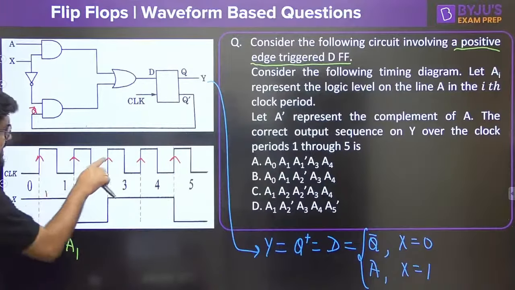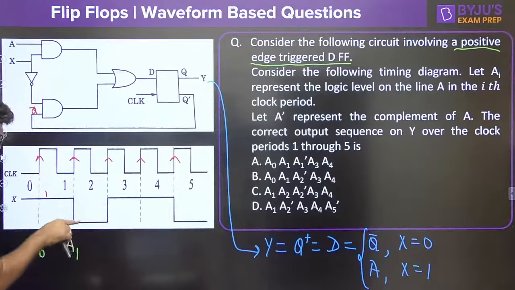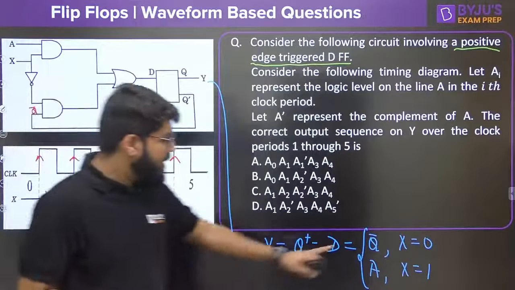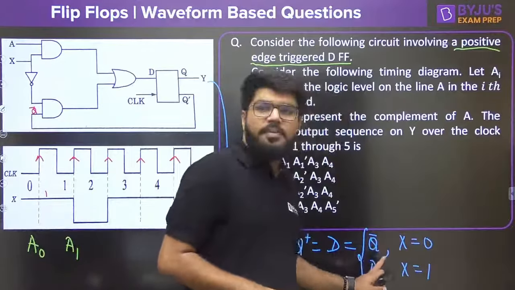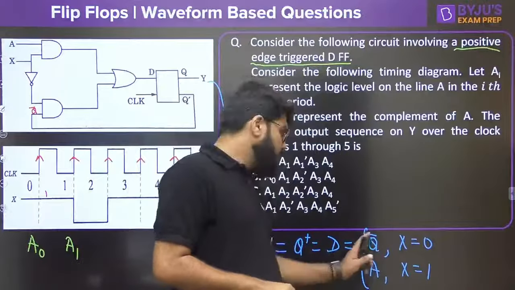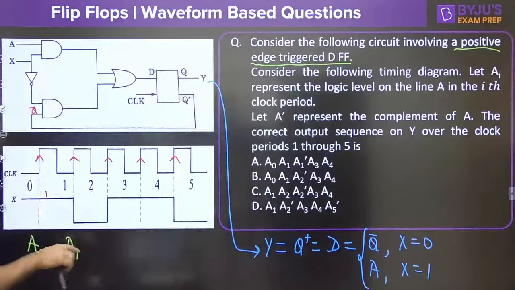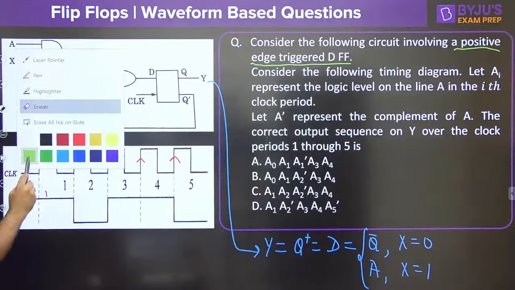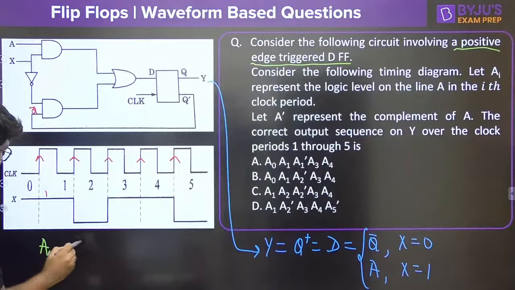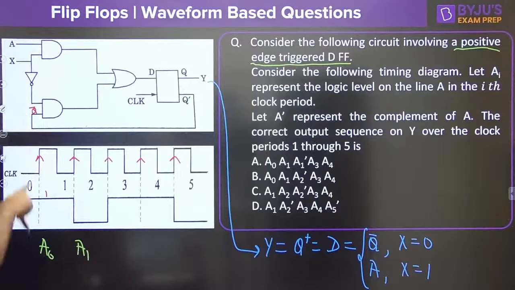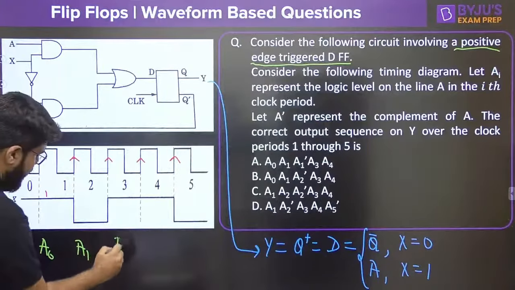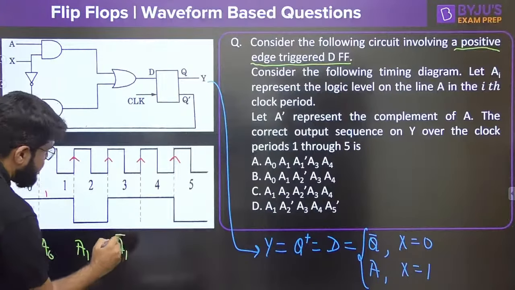Now you see the next positive edge, and what is the value of X? X is 0. Whenever X is 0, the output will be the complement of the previous output, Q plus equal to Q bar. What was the previous output? A1. So what should be the next output? Let me write it down a little bit shifted. After the first clock edge the output was A0, after the second A1, and now it is going to be A1 complement.